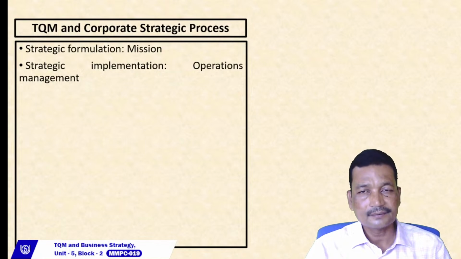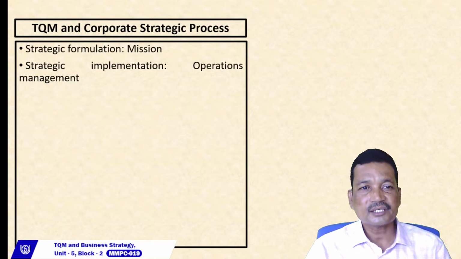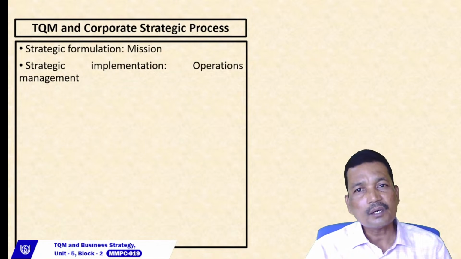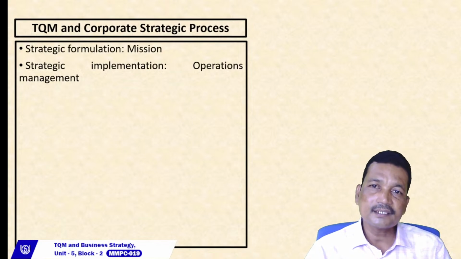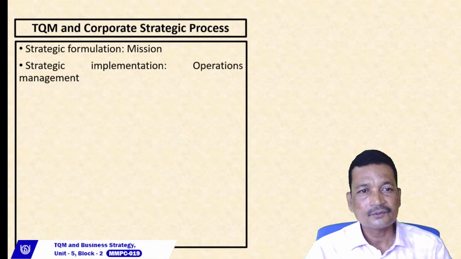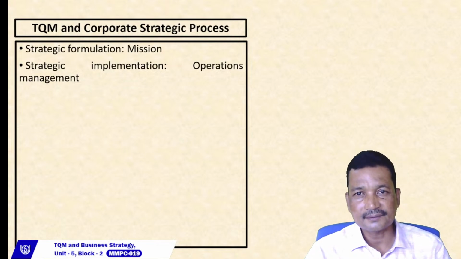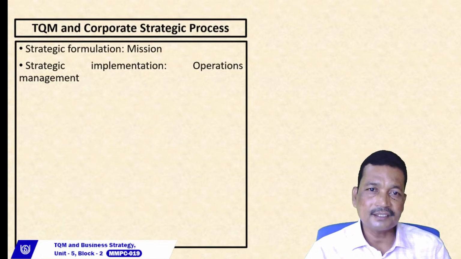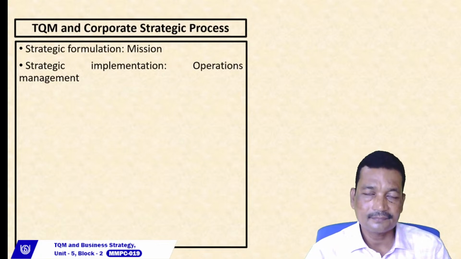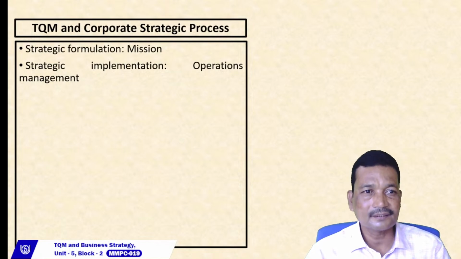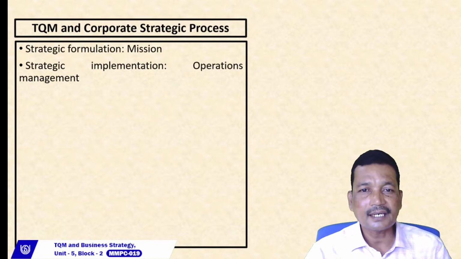Total quality management and the corporate strategic process. As we said, the corporate strategic process is always what the organization is going to do in the long run, what it is trying to achieve, what it is looking ahead to. So first we talk of strategic formulation. That means what should be the strategy, the long-term mission of the organization. The second step is how to implement total quality management so that the strategy that has been formulated, or mission in other words, can be achieved.